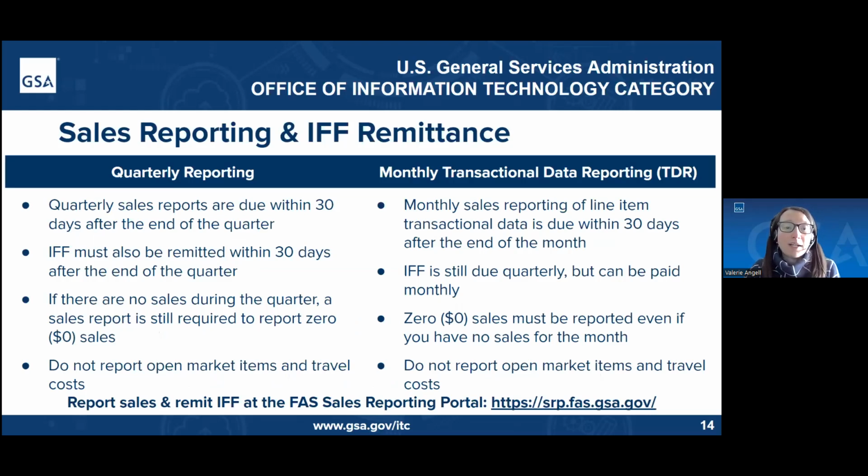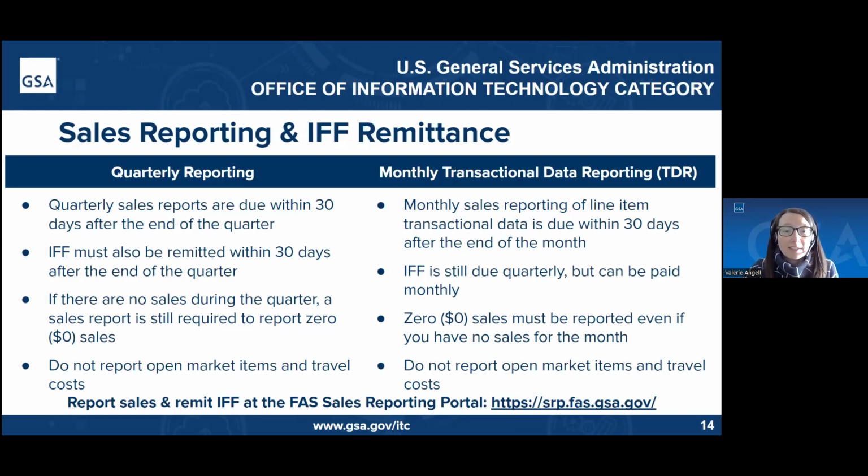So next up, we will cover sales reporting and IFF remittance. And this slide is split into two sides. Which side you focus on is determined by whether your contract is TDR or non-TDR. TDR stands for transactional data reporting, and it is something that you would have opted into or not opted into, either during the offer process or via a mass modification. TDR is not available for all SINs.